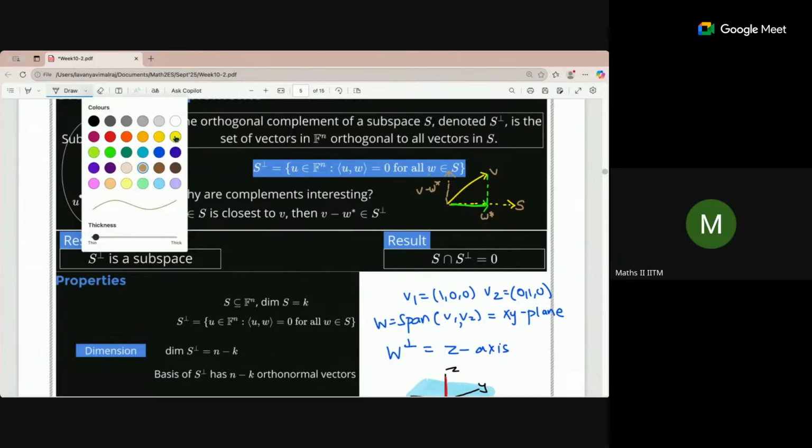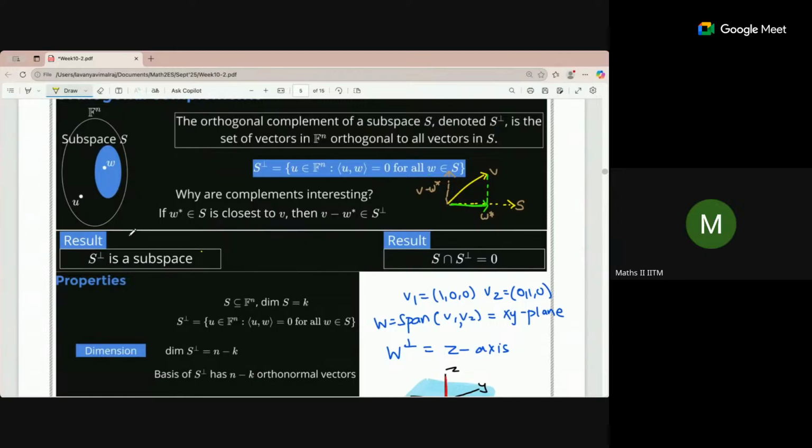Suppose you have two vectors s1, s2 in S perp. You want to show that s1 plus s2 is also in S perp. Since they are in S perp, the inner product of s1 with w is 0, and the inner product of s2 with w is 0, for all w in S. Now if I can show that the inner product of s1 plus s2 with w is also 0, because this is simply s1 comma w plus s2 comma w, this is again 0 for all w in S. So s1 plus s2 belongs to S perp.